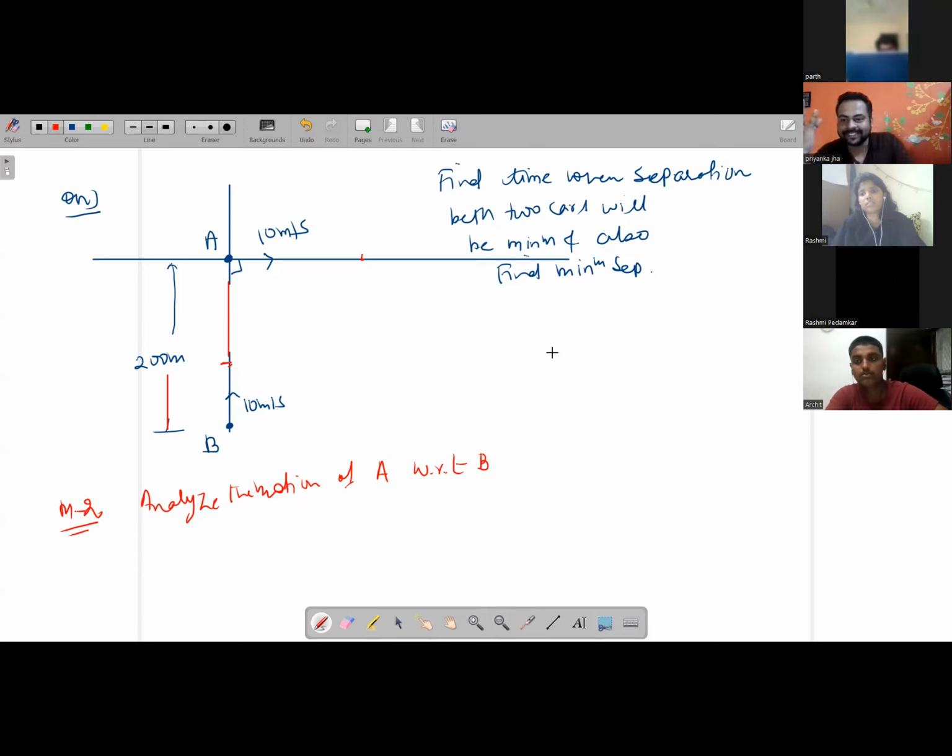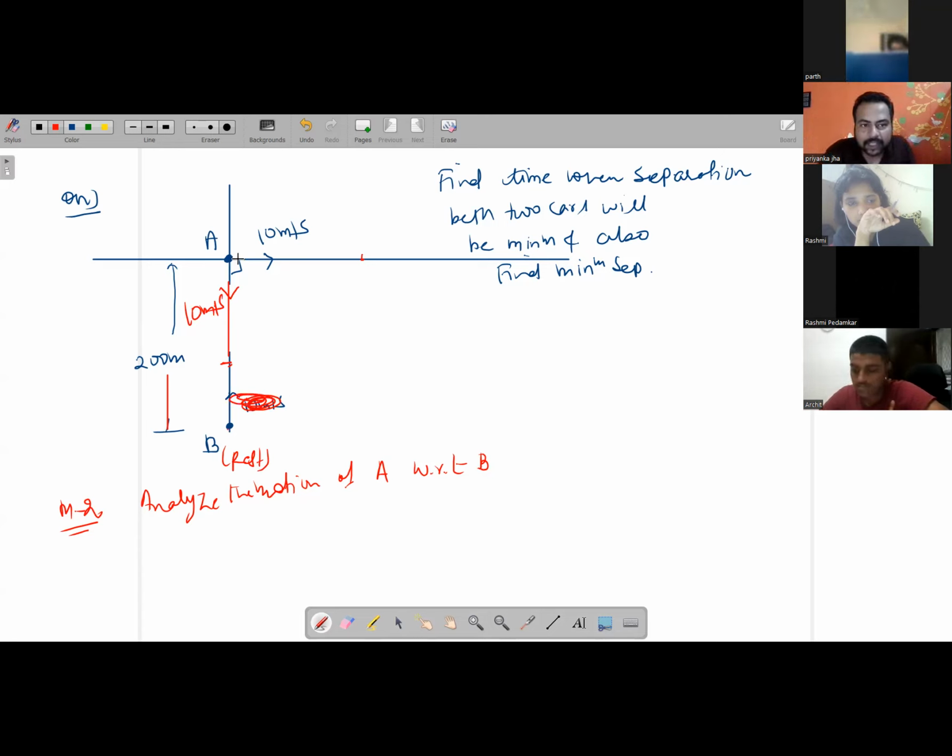What we will do? We will analyze the motion of one object in the frame of another object. So we'll sit in the frame of B. Now, B will come at rest. If B will come at rest, then what should be the next step? We'll just reverse the direction of velocity of B and add it to A. So B is going up, you just have to reverse it and add it to A. So this is 10 meters per second downward. Now this is gone. Now B is at rest.